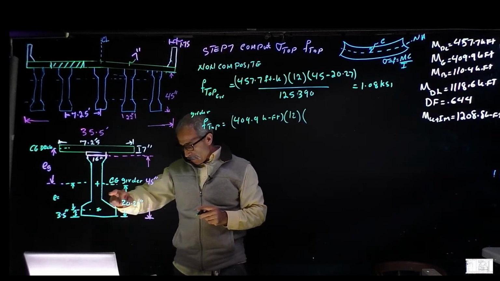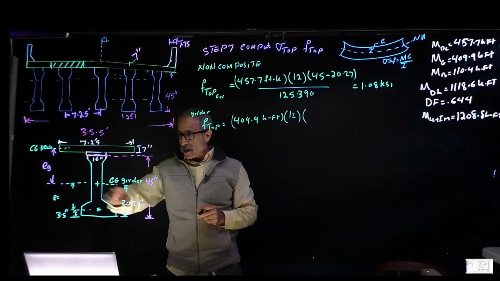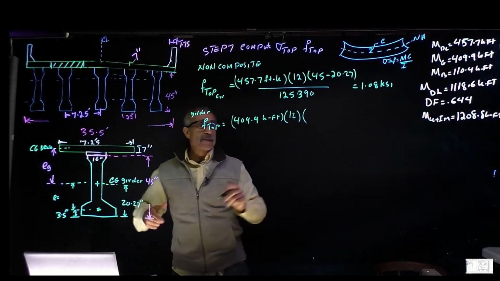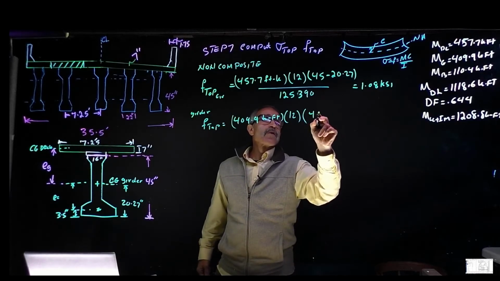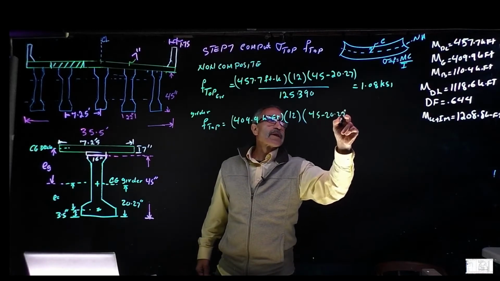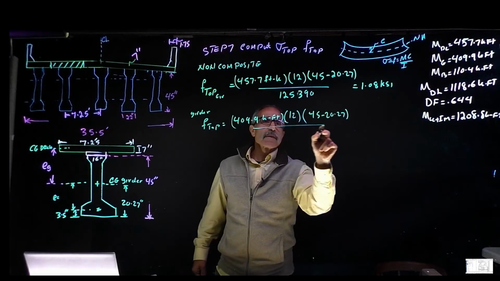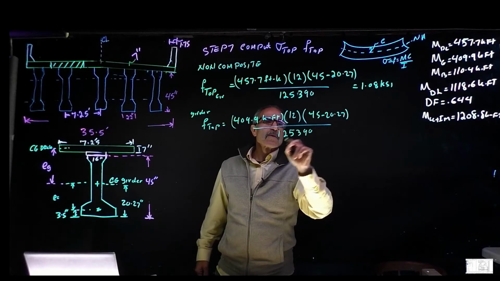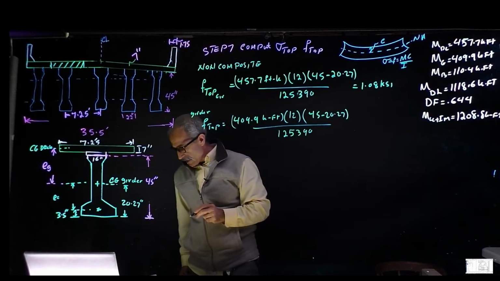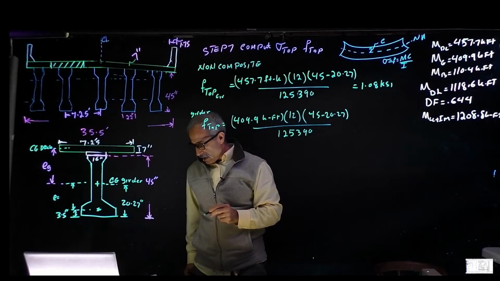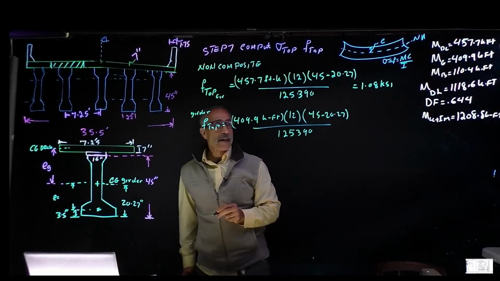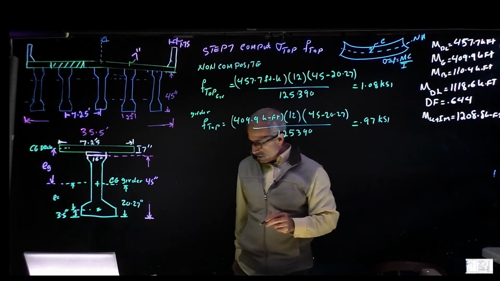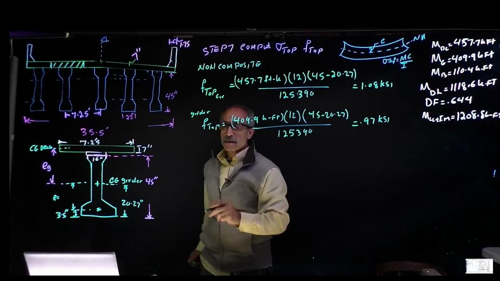And the distance for the girder is going to be 45 inches. Remember, it's the same distance over there. So 45 minus 20.27, divided by the same moment of inertia, 125,390, and that will give me 0.97 KSI. So that was for non-composite.